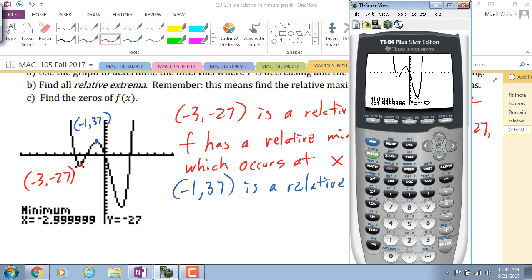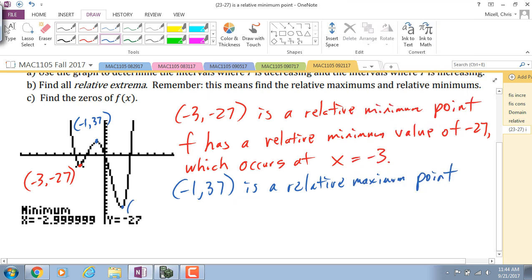It's going to search and it's going to find. I think this is close enough to 2 to call the x-coordinate 2. If we evaluate the function at 2, I think we get exactly negative 152, and this is a relative minimum point. So 2 comma negative 152. Negative 152 is a relative minimum point.